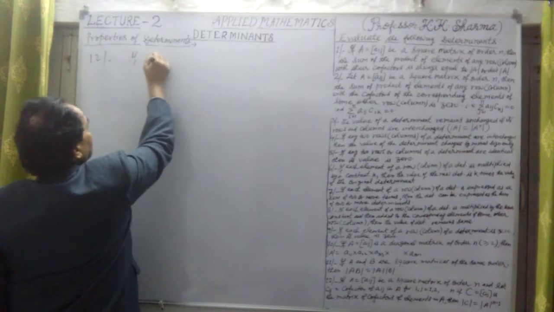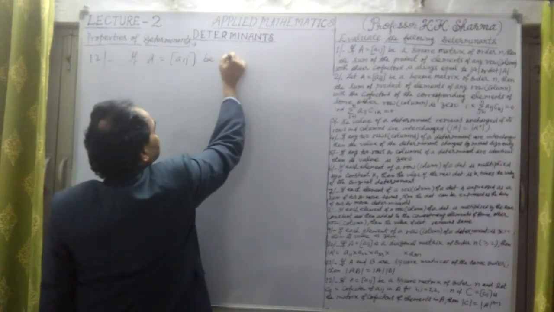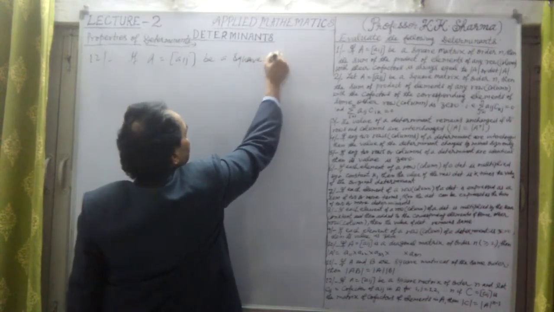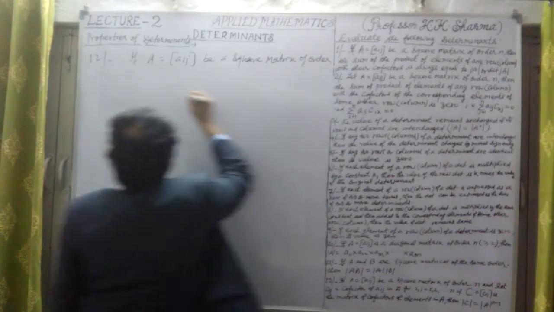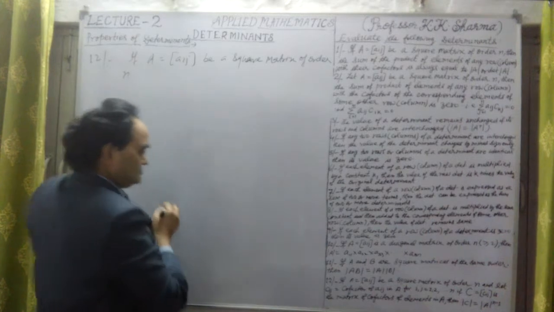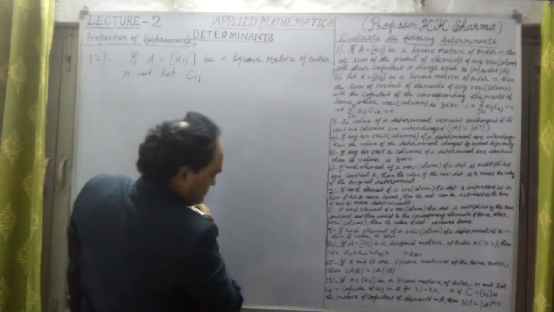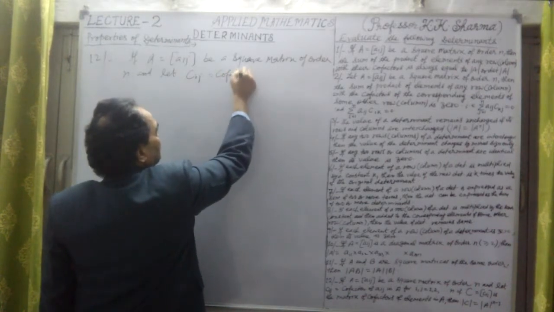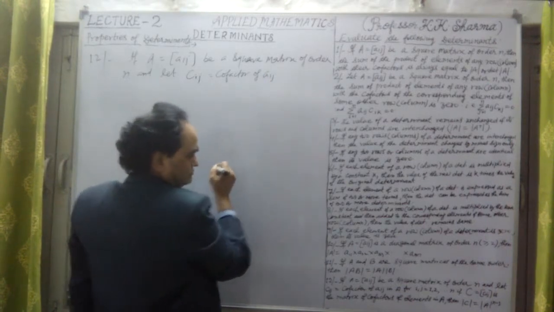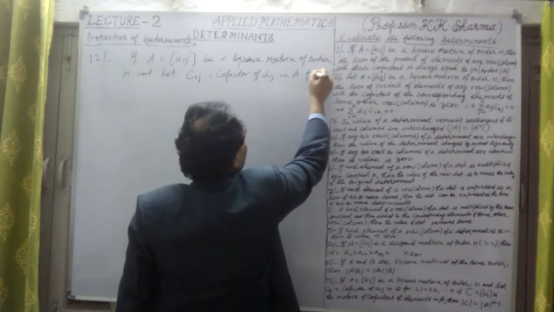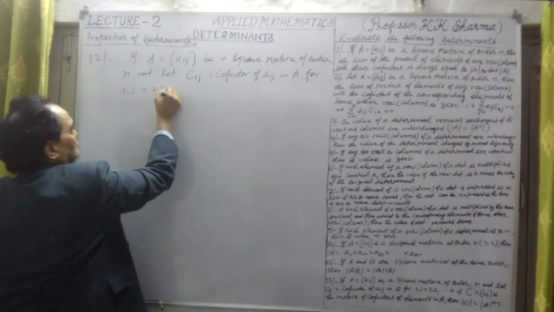If A is equal to Aij, a square matrix of order n, here order n, and let Cij be the cofactor of Aij in A, for every element, for i and j equal to 1, 2, 3, etc.